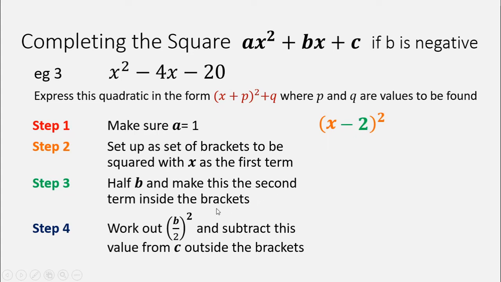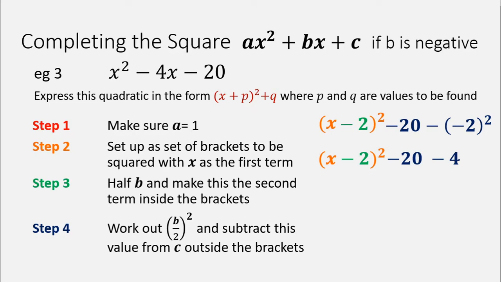So I'm going to work out that that's positive 4, and I'm going to subtract that from the value of c, which is negative 20, outside the bracket. So I'll do negative 20 minus that positive 4. Okay, just simplify that then. My bracket looks good and it's being squared. It's just what's outside that I need to group together. Minus 24.